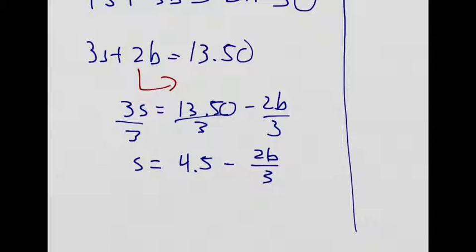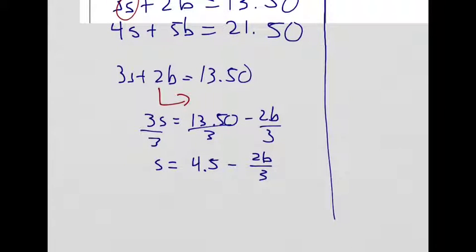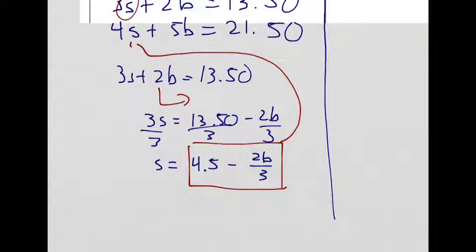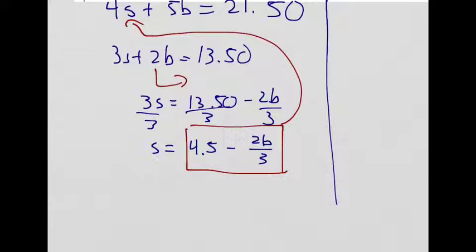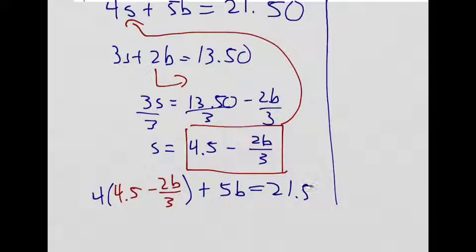Good so far? Okay, and then according to substitution, I take this and I replace it for the S in the other equation. Does this seem familiar? Yeah, did this a week ago. So that's 4 times (4.5 minus 2B over 3). That's my substitution. Plus 5B equals 21.5.